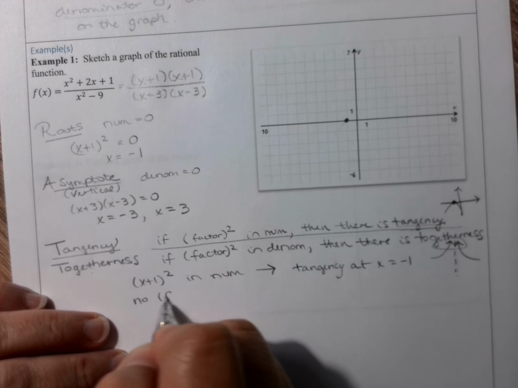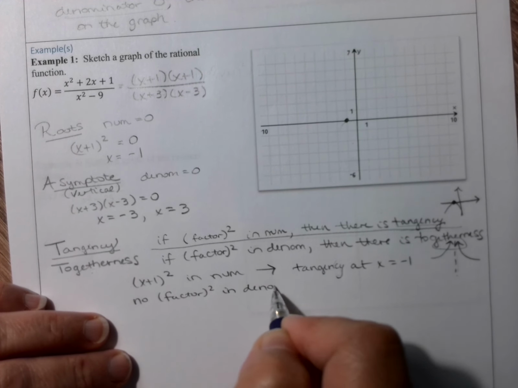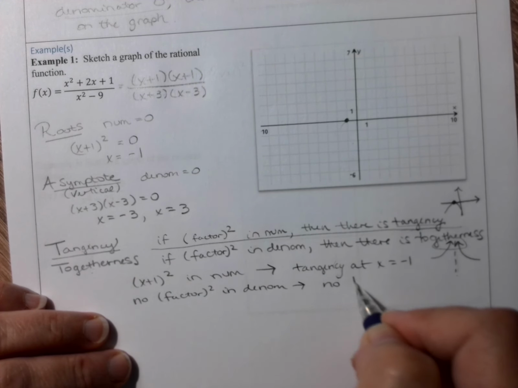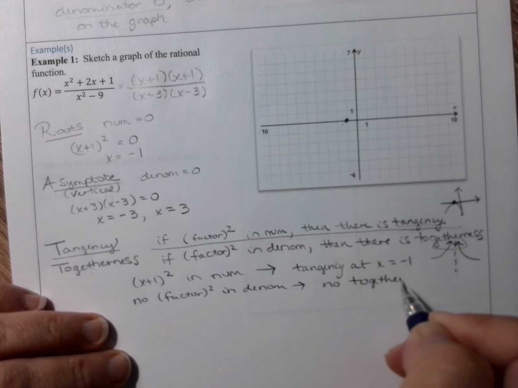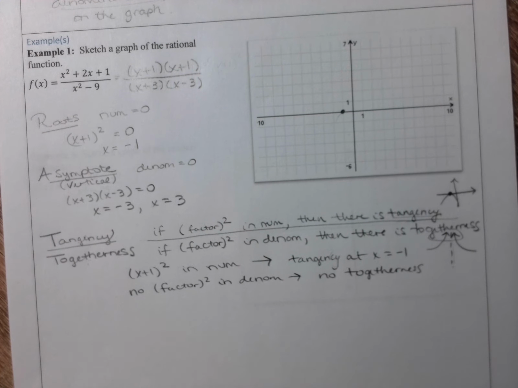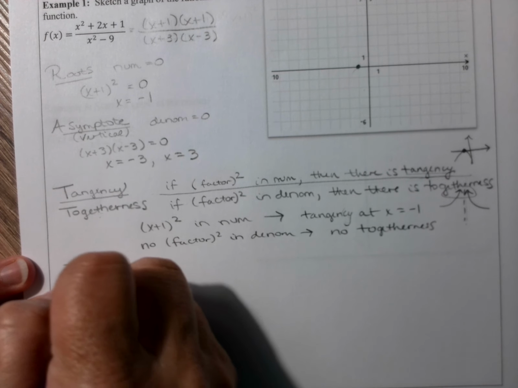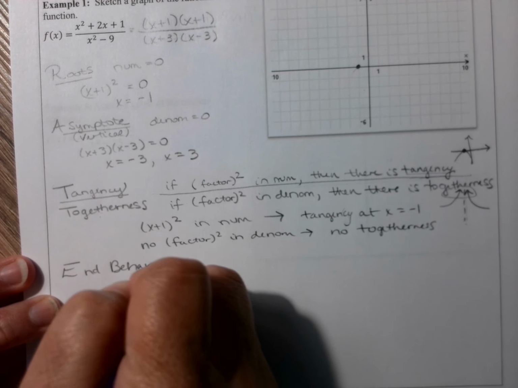There is no factor squared in the denominator, which is important because that means no togetherness. That means that whenever we have a vertical asymptote, the behavior on either side is going to be going in opposite directions. All right, next in our structure is E, which stands for end behavior.